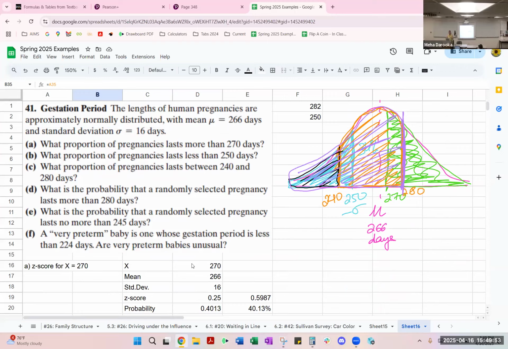Part D is asking us for more than 280. As you can imagine, more than 280 is obviously on the right-hand side. So on the right-hand side of 280 is going to be this here in red.